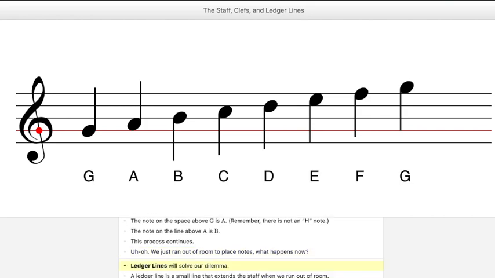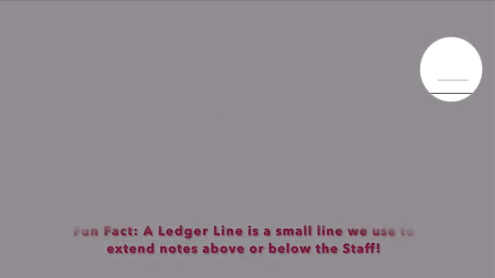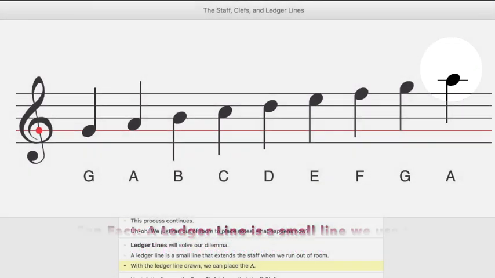A ledger line will solve this dilemma. A ledger line is just a small line we can place above or below the staff. Now we can draw that A on top, and even continue to go higher.